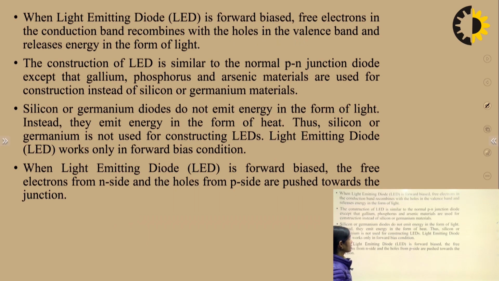Next, we discuss its working. The light emitting diode works in forward bias. When it is forward biased, the free electrons in the conduction band recombine with the holes in the valence band and release energy in the form of light. The construction of the LED is similar to the PN junction diode, with the only difference being the material: we use gallium, phosphorus and arsenic materials.